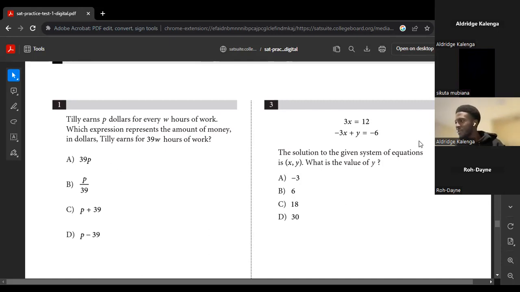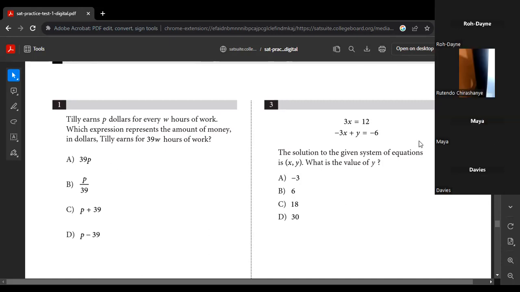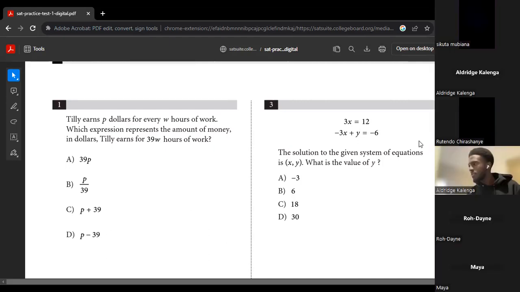Someone has the mic on who should be muted right now. Okay, that's Moviana. Mute him.